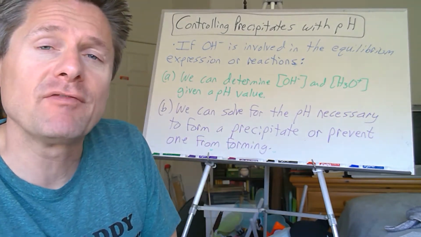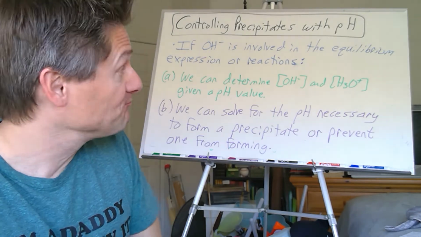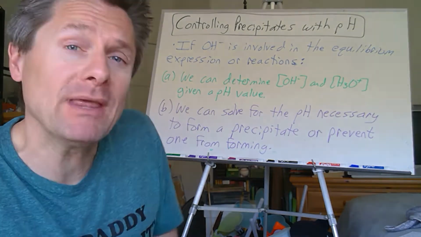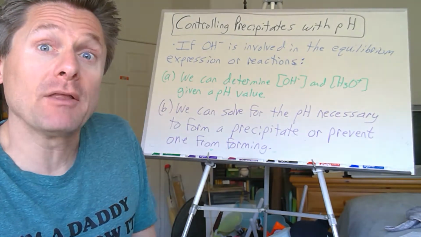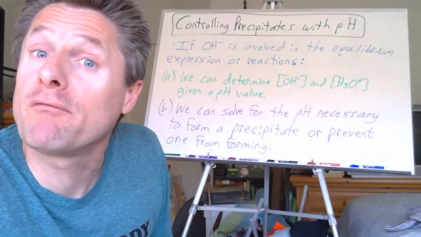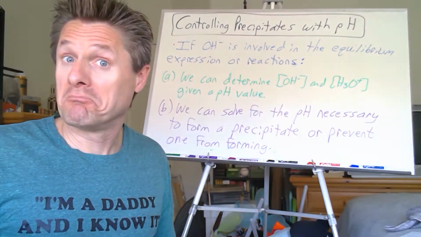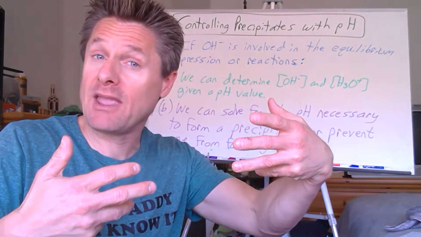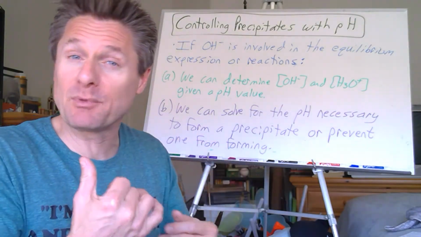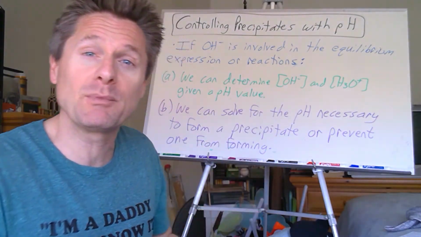and common ions on solid solubility, can we control and manipulate the solubility of a solid? Like, could we even prevent one from forming? Remember QSP versus KSP. If Q is greater than K, we get a precipitate. If it's less than K, you don't get a precipitate, right?